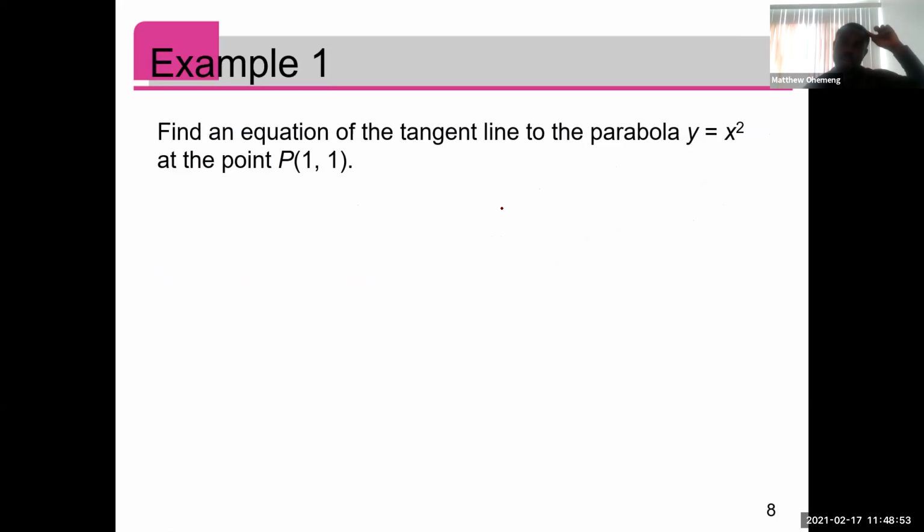So now let's go back to the question. This is the same question we saw in 2.1. It says find an equation of the tangent line to the parabola. Oh yeah, that's true, Hunter. But let's do this using the techniques we've developed up to this point. So it says find an equation of the tangent line to the parabola y equals x squared at the point P(1, 1).